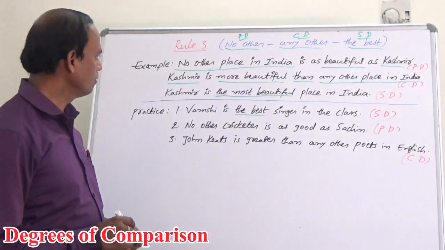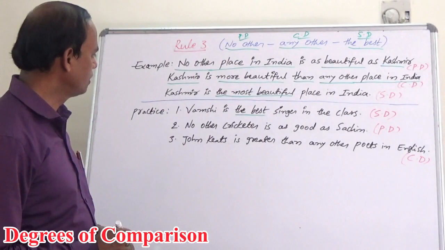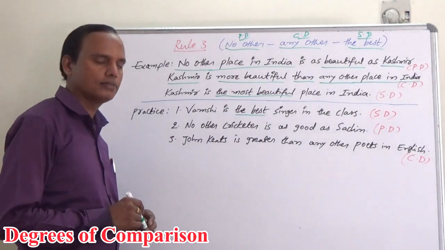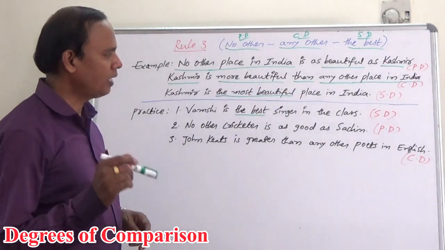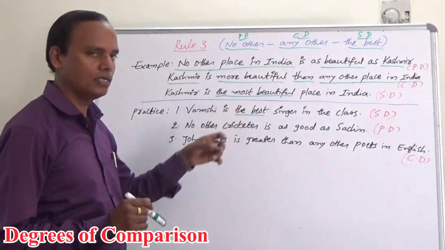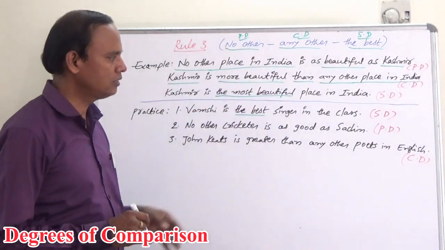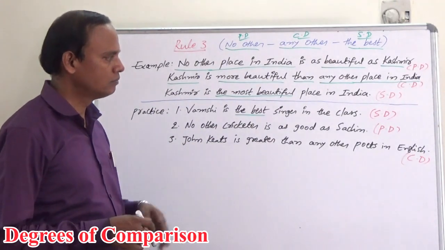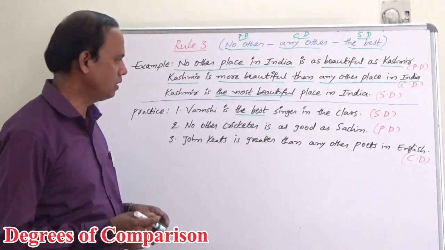Okay, dear students, now let's practice rule 3. First sentence: Vamshi is the best singer in the class. So you can identify it is in superlative degree because the word best is there. So you can change from superlative degree to positive degree and to another degree, comparative degree.